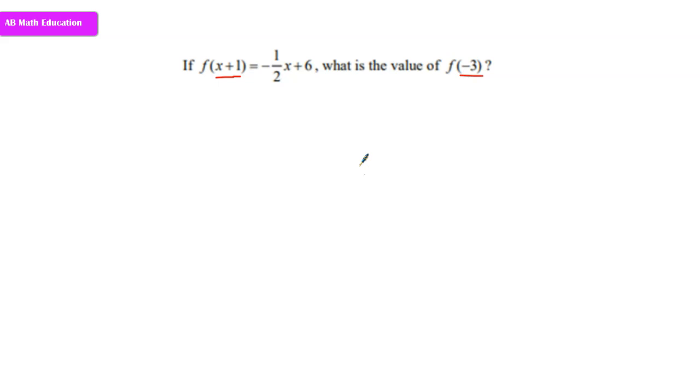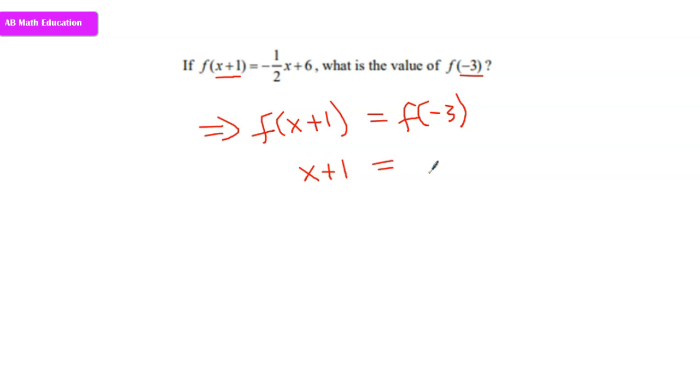Okay, so all of them are like the images. So we can say that this implies that u of x plus 1 must be equal to f of negative 3. If that is the case, then x plus 1, we are trying to find our x, has to be equal to negative 3, and then we send this one over here, negative 1. So this gives us negative 4.